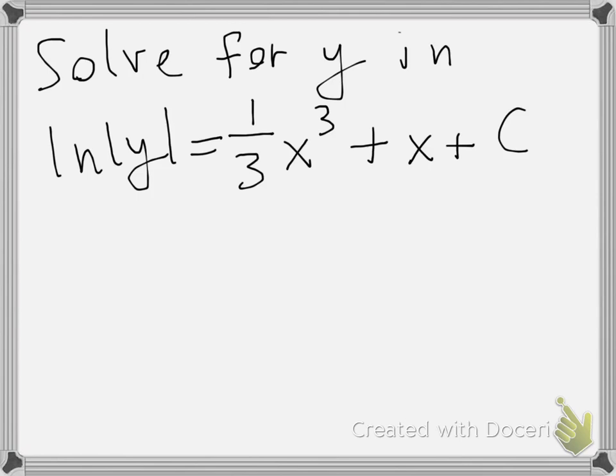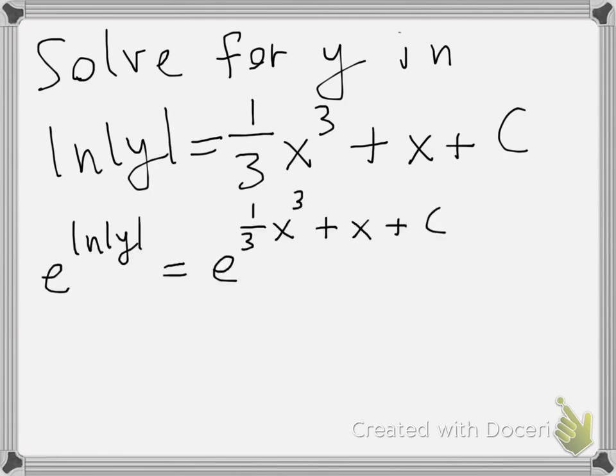So if we start with the equation in its implicit form, and we want to get the y out of the ln, the inverse of ln is exponentiation, so we would take e to both sides of the equation. So we obtain e to the ln absolute value of y equals e to the power 1/3 x cubed plus x plus c. Now on the left-hand side of the equation, that's going to simplify to the absolute value of y. On the right-hand side, we're actually going to separate things before we simplify. Again, using the laws of exponents, right?